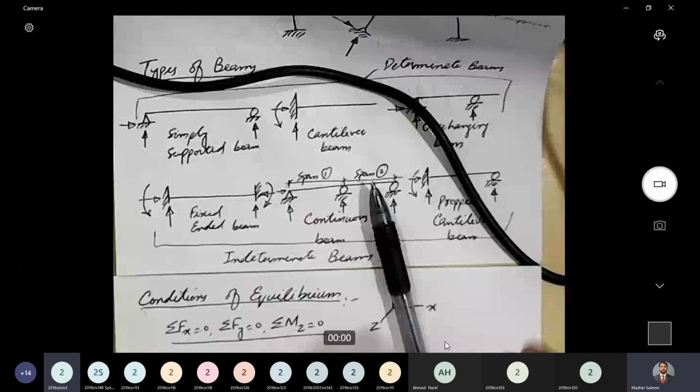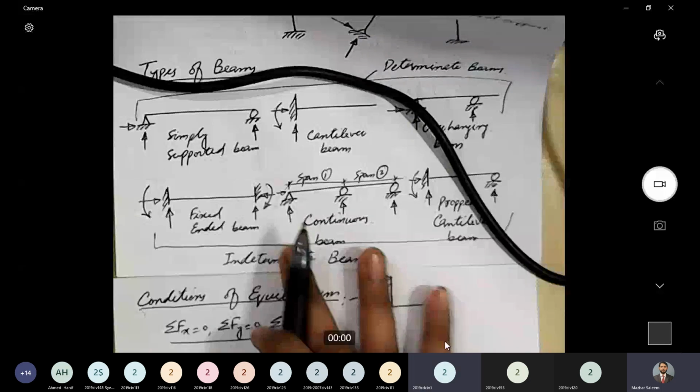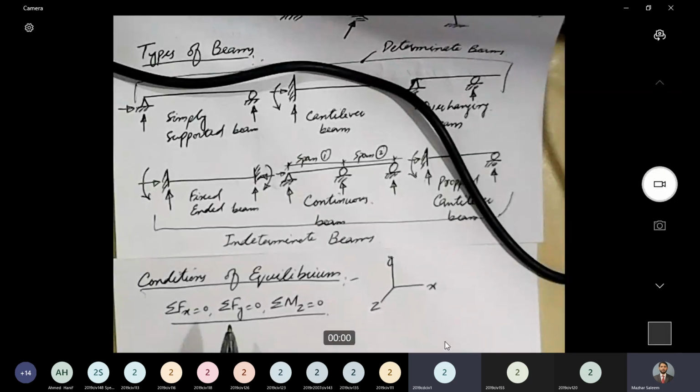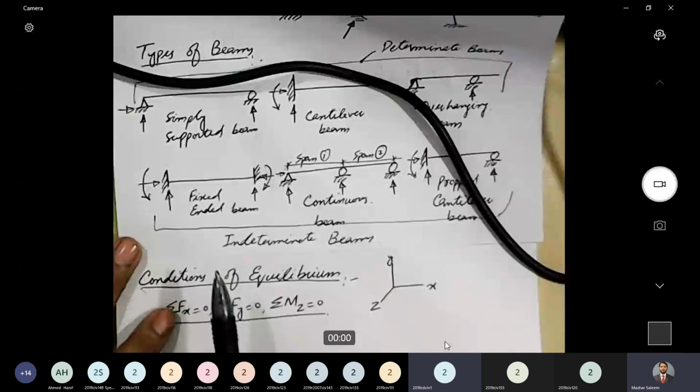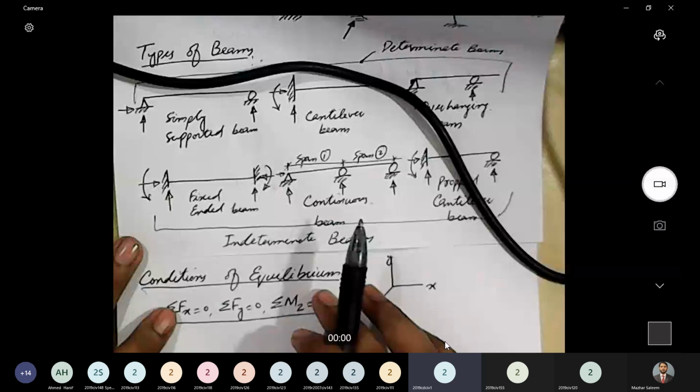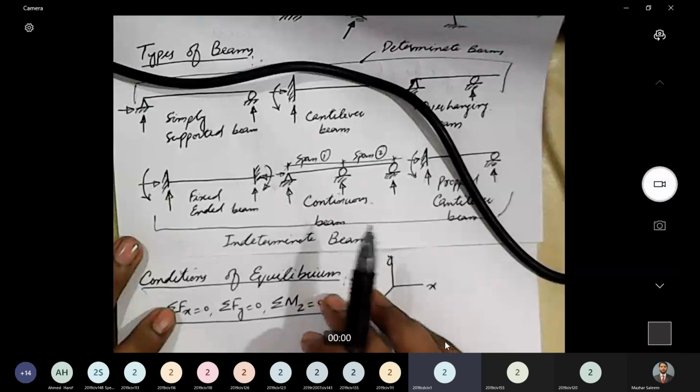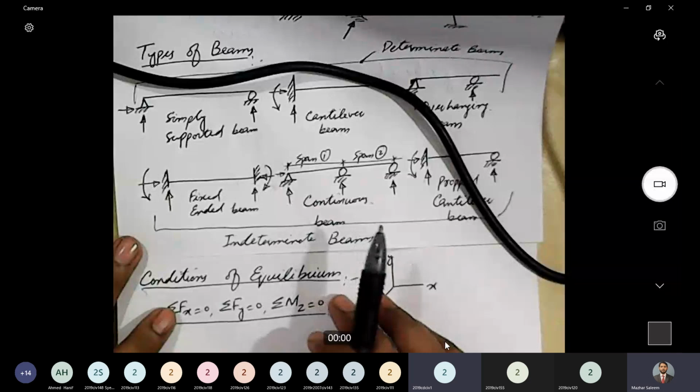Sir, I have a question. On which basis do we say that this particular beam is indeterminate? Like in the case of fixed ended beam, we say that there is a rotation, two rotations, because we have two fixed supports. So why do we say that this particular beam has like four equations and like this type of. Can you explain this?